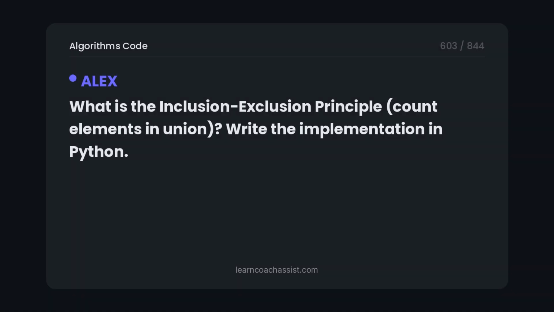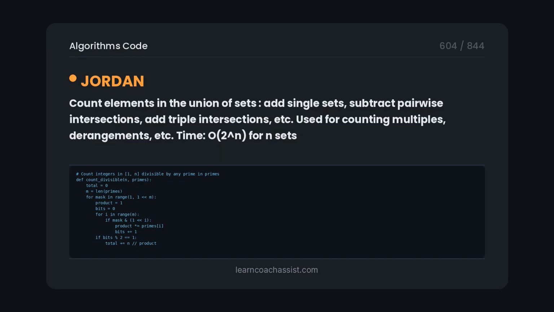What is the inclusion-exclusion principle? Count elements in a union. Write the implementation in Python. Count elements in the union of sets: add single sets, subtract pairwise intersections, add triple intersections, etc. Used for counting multiples, derangements, etc. Time O(2^n) for n sets.